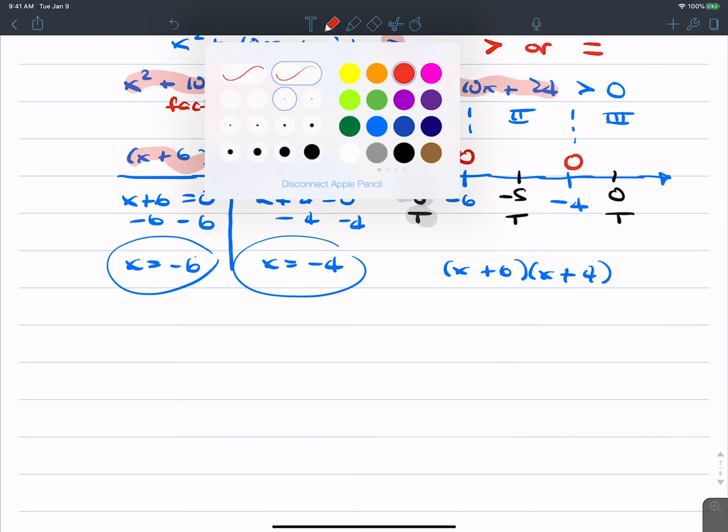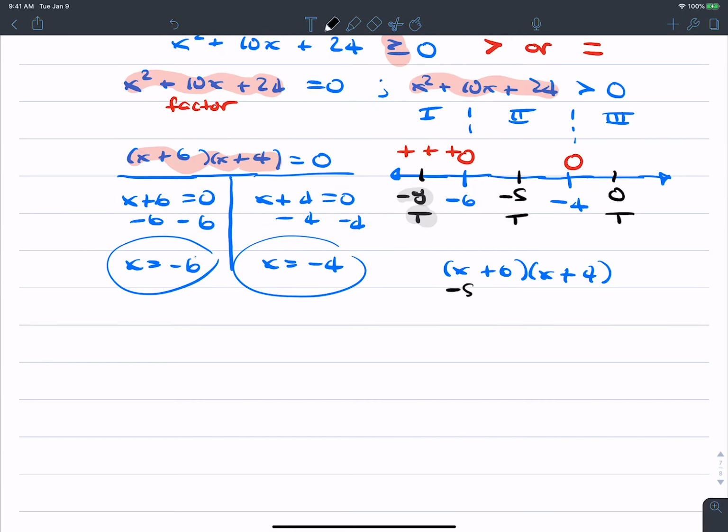We're now going to test negative 5. So let's do the arithmetic. Negative 5 plus 6 is positive 1. Negative 5 plus 4 is negative 1. So I get a positive times a negative, which gives me a what? A negative.